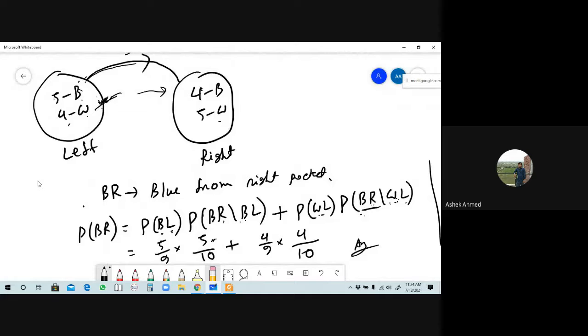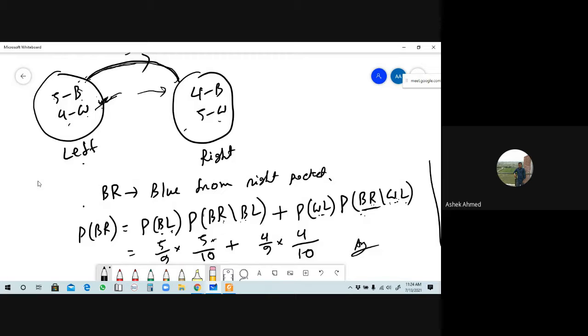A boy has 5 blue and 4 white marbles in his left pocket. The right pocket contains 4 blue and 5 white marbles. First of all, he transfers 1 marble from the left pocket to his right pocket. After transferring that marble, the boy chooses a marble from the right pocket. That marble will be a red marble. Okay, এটার আমরা কি করতে হবে?